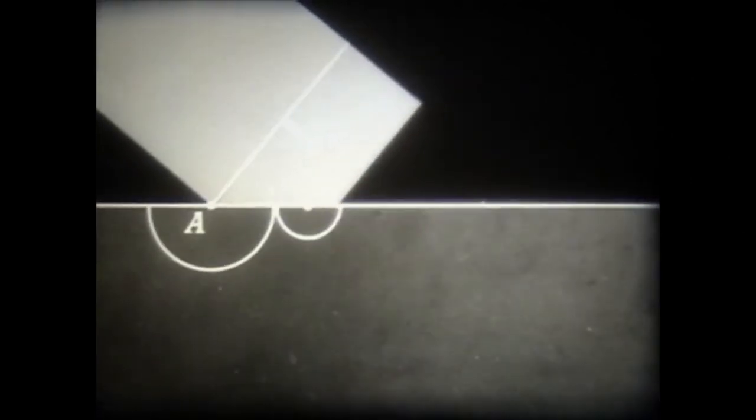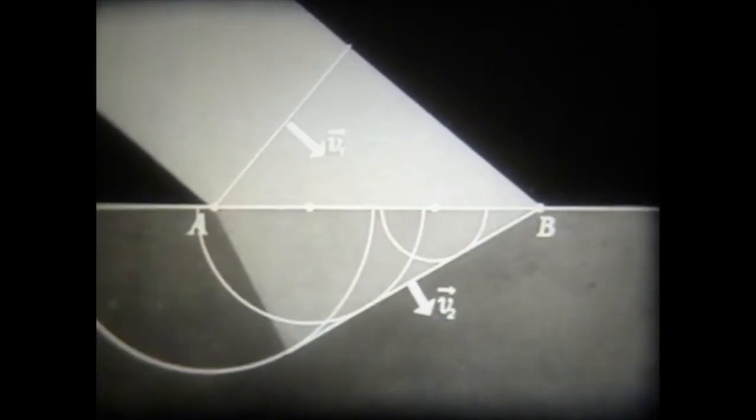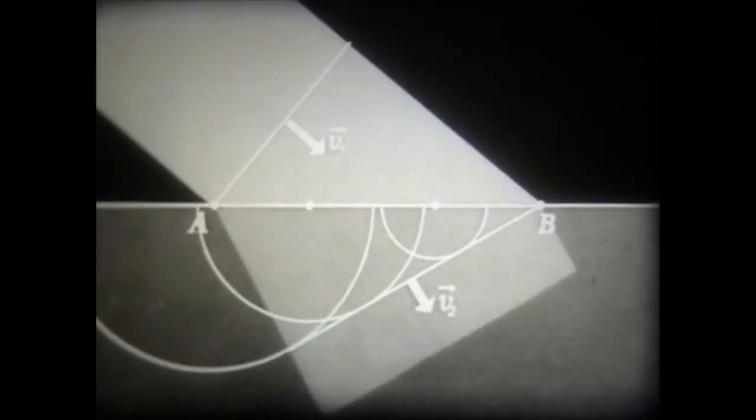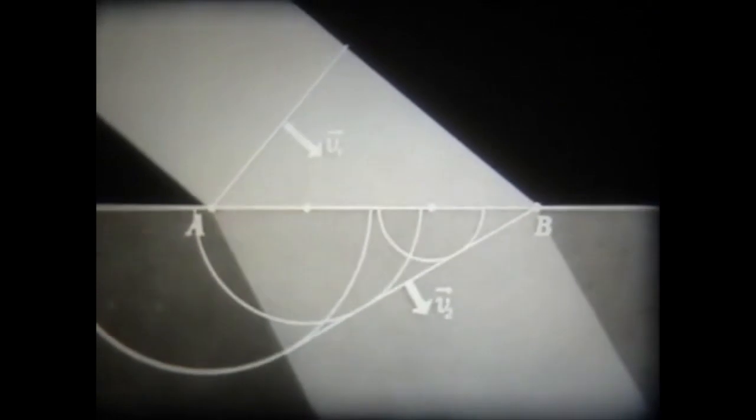Huygens' principle also proved convenient for deriving the law of refraction of light. In this experiment, a laser beam is directed into a vessel of water. The beam refracts. In his reasoning, Huygens assumed that waves in the second medium propagate at a different speed, different from the first medium. The difference in speeds causes the wavefront to change direction.